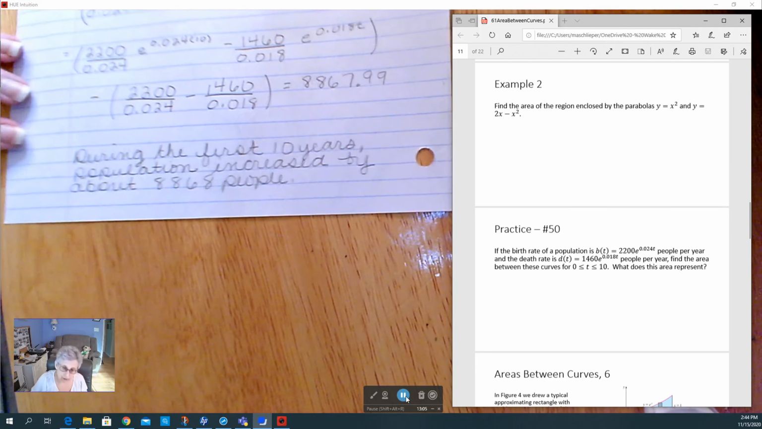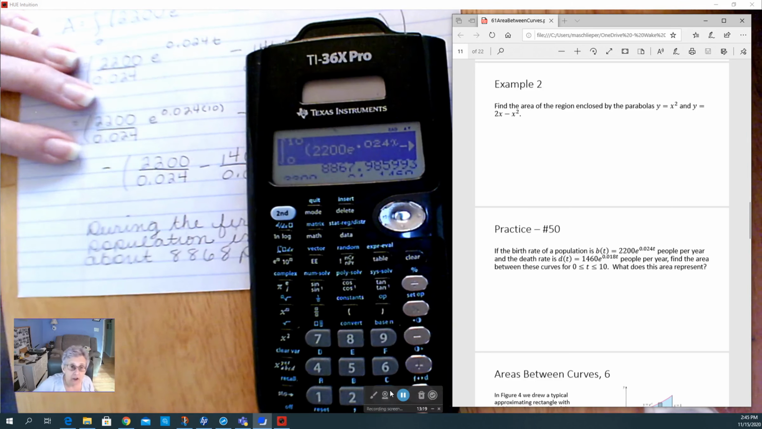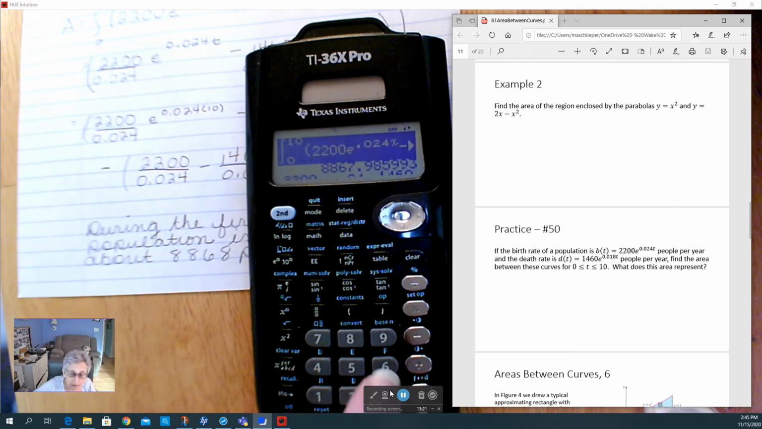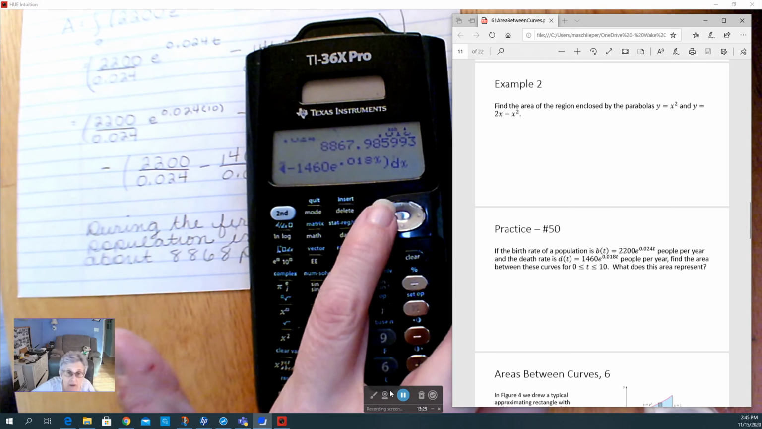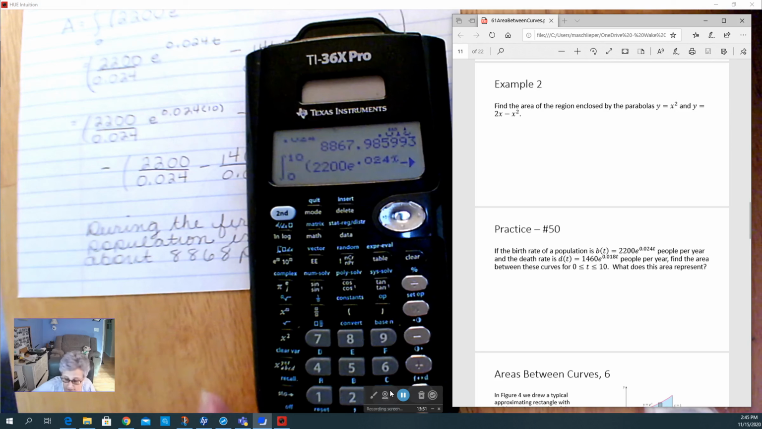Now, just as a little reminder, on test day, to be sure you get it right, you can always go in and plug it in as an integral. I think I did that on here. Yeah. So just plug in the integral from 0 to 10 of the first function minus the second function, and it'll give you the answer.